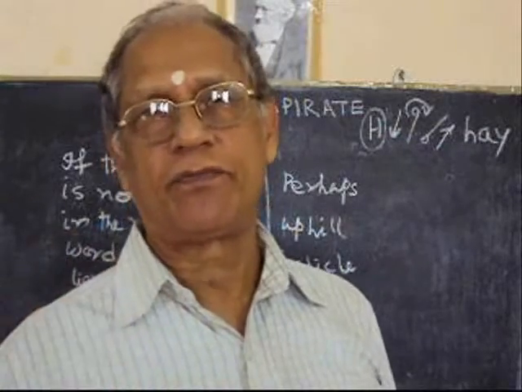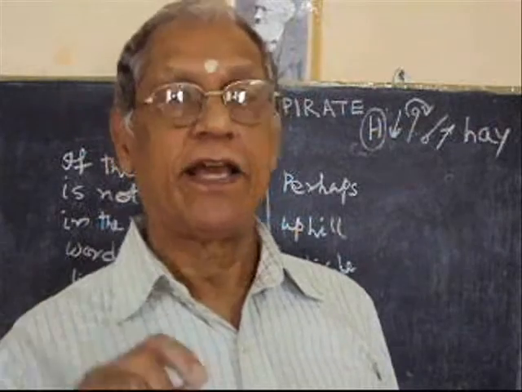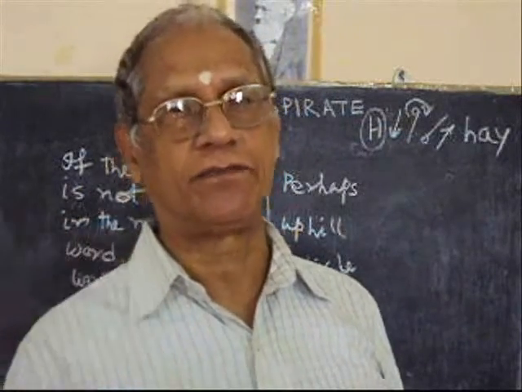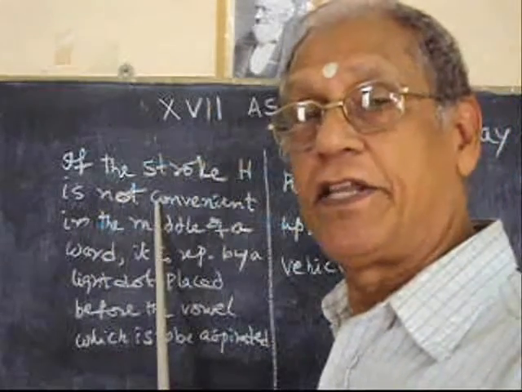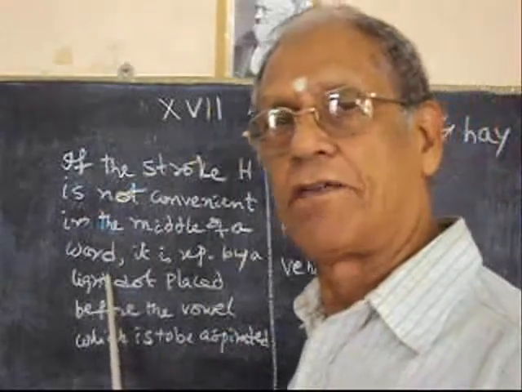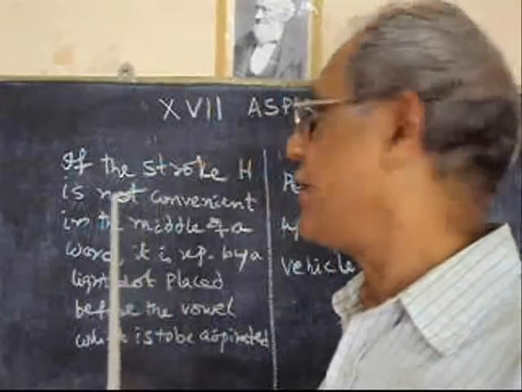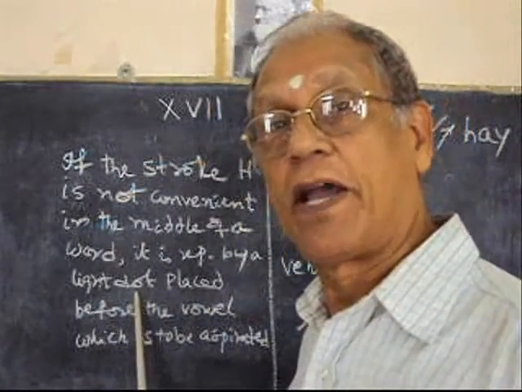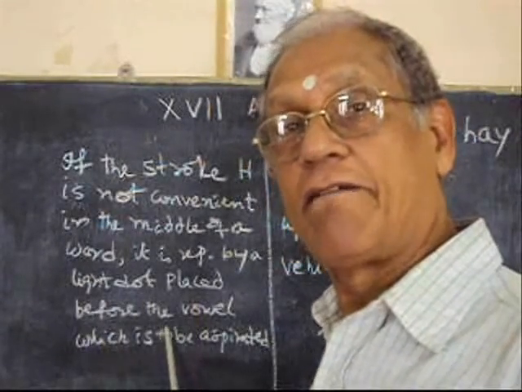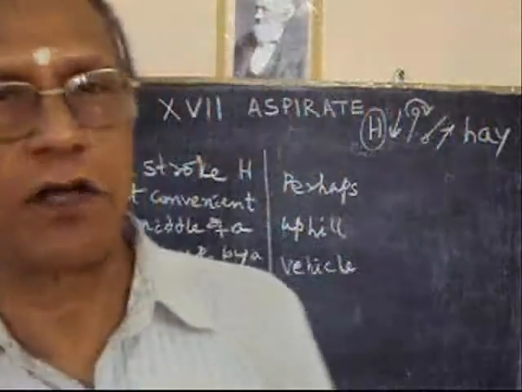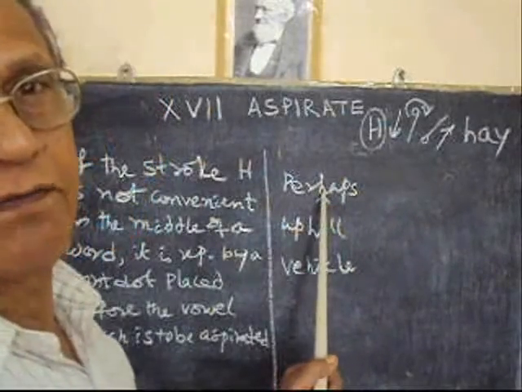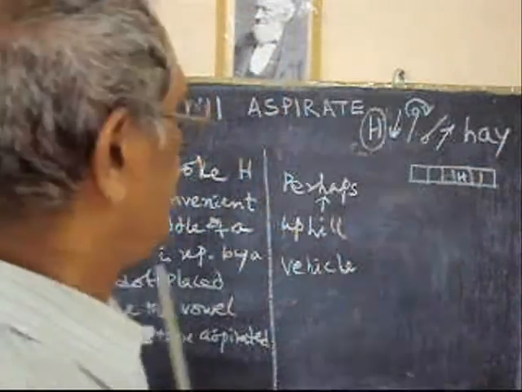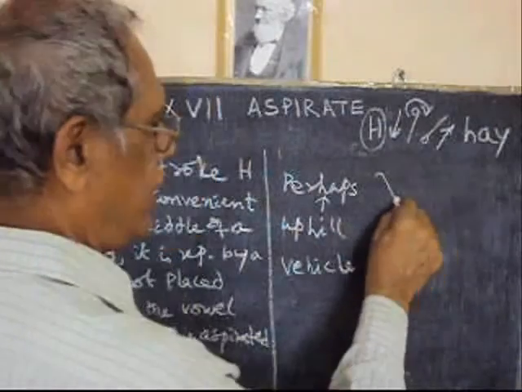In the middle of an outline, if the stroke form of hay is not convenient, hay is represented by a light dot placed before the vowel which is to be aspirated. Let us see an example. Perhaps hay occurred in the middle of a word. Now hay is there in the middle. Then let us write the other consonants, but leave it off.